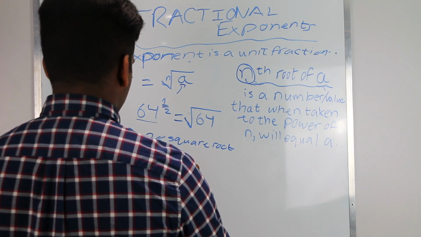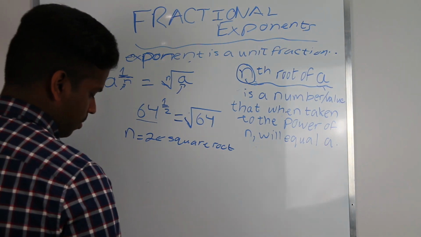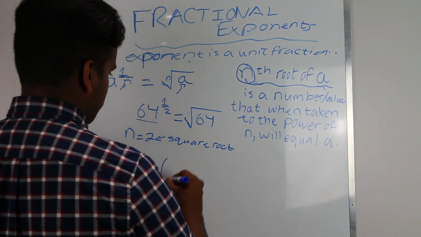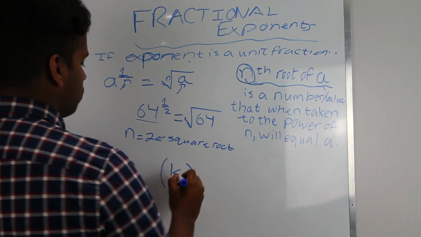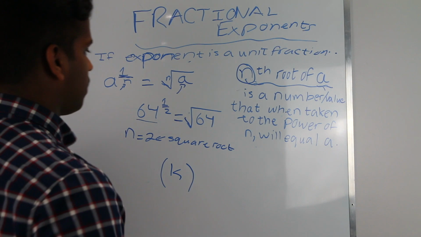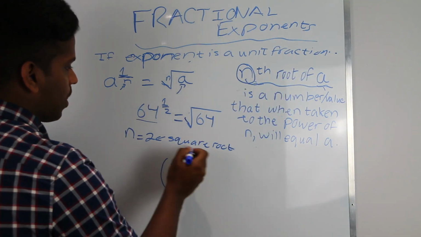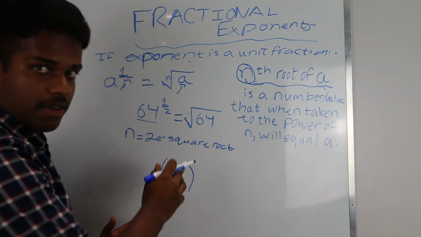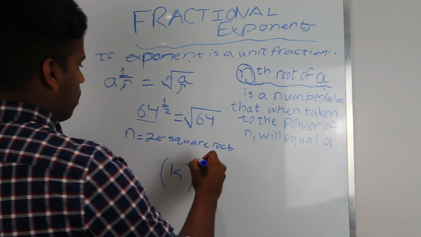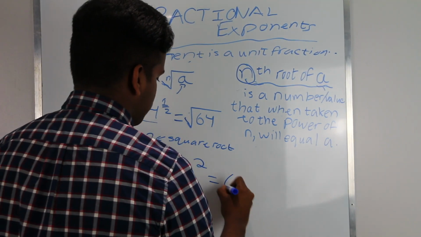So the square root of 64, okay? Remember how I showed you in the other example, we had a base. Let the nth root, or the root of the square root of 64, the square root of a, which is 64, represent k. I'm just going to assign a variable. So k to the power of n, which is 2, equals 64.